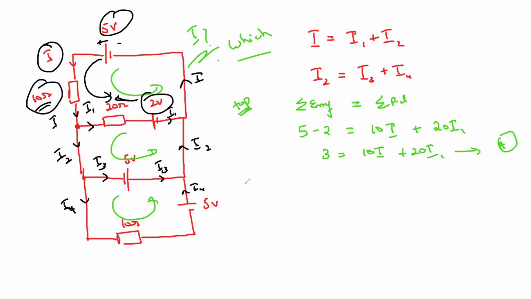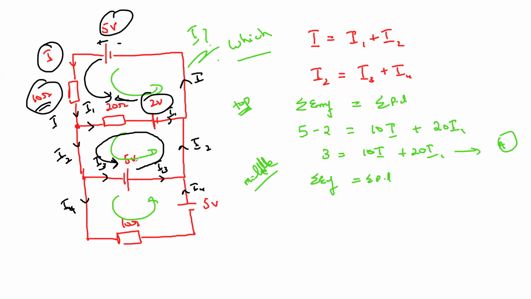Now when I take the middle loop, the total EMF in the middle loop must be equal to the total potential difference. What is the total EMF? Two supplies are there in the middle loop. You ignore everything, you just consider the middle loop. Now what will be the direction of the flow? The direction of the flow will be like this because the 5 volt is higher.